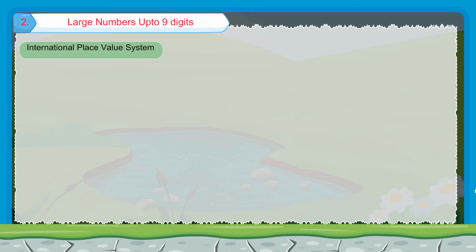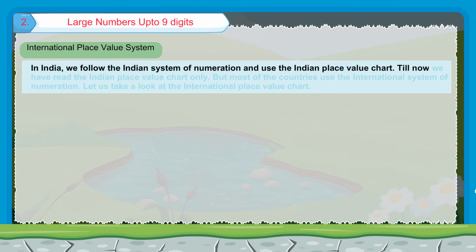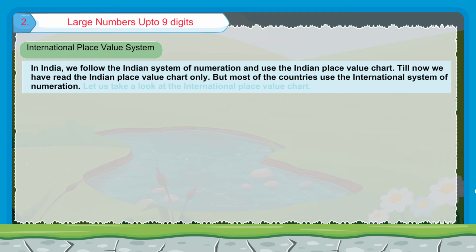International Place Value System. In India, we follow the Indian system of numeration and use the Indian place value chart. Till now, we have read the Indian place value chart only. But most of the countries use the international system of numeration. Let us take a look at the International Place Value Chart.